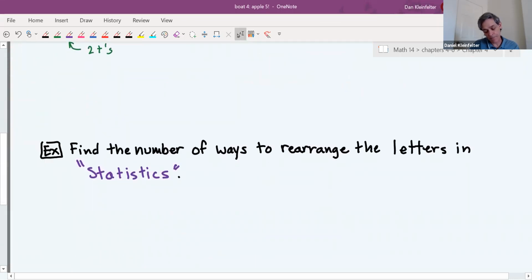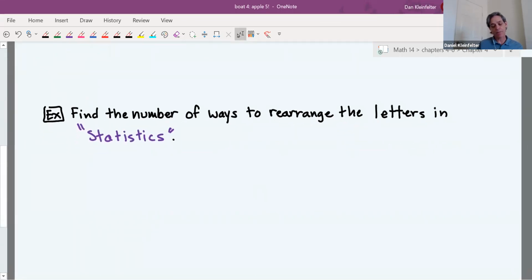Here's another example. Same story, different example. We want to find the number of ways of rearranging the letters in statistics. So how many letters are there altogether? 1, 2, 3, 4, 5, 6, 7, 8, 9, 10 letters. Let me count again. 4, 8, 10 letters. So there's 10 total letters.